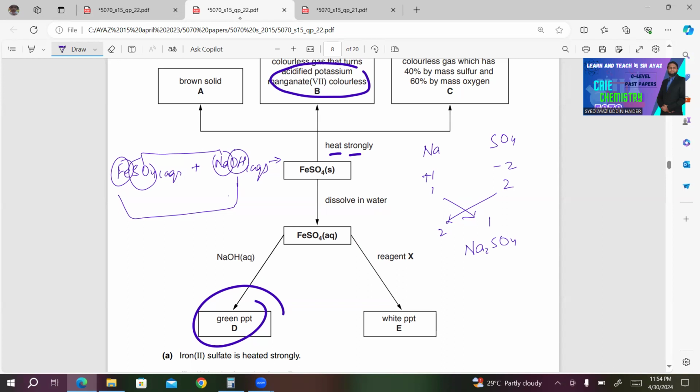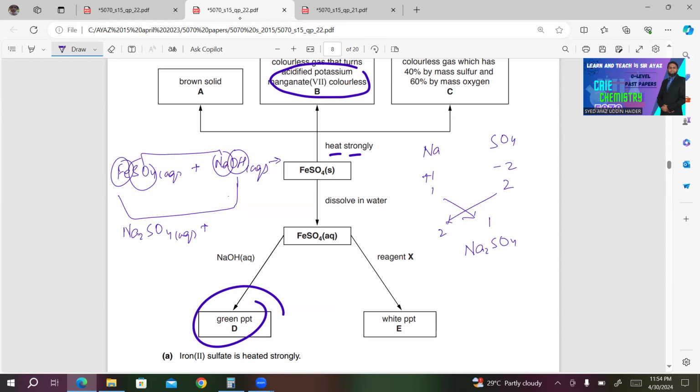So one of the products must be Na2SO4 aqueous. It must be aqueous because all sulfates are soluble except barium, calcium, and lead sulfate. These are not soluble. Other sulfates are soluble. Furthermore, salts of sodium and group 1 metals are soluble.